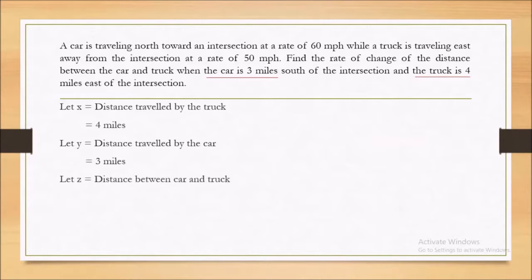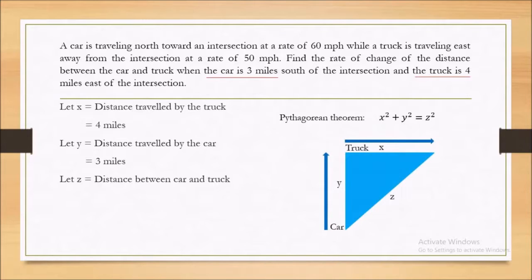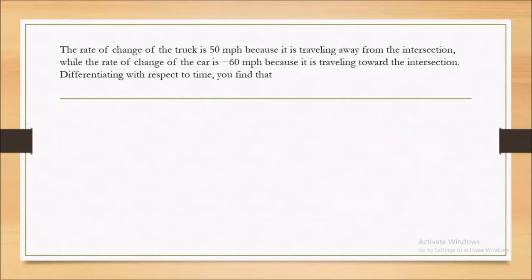But for z, the distance between the car and the truck, we have to use the Pythagorean theorem equation, which is x squared plus y squared equals z squared. So by using the equation, we find the distance between the car and the truck equals 5 miles. Next, we have to differentiate with respect to time.